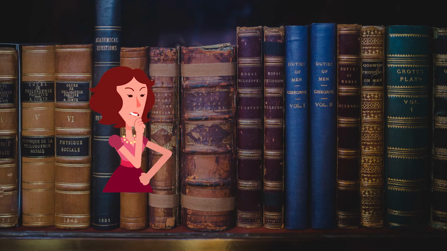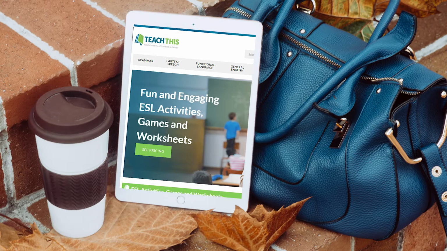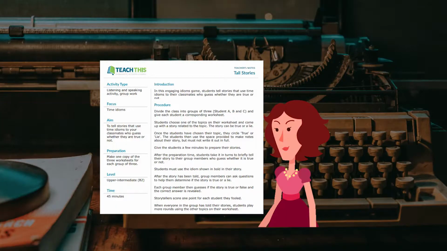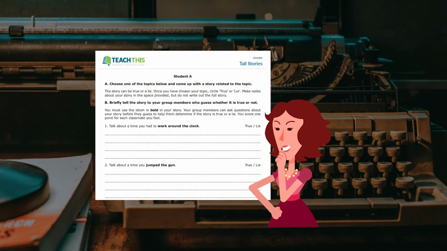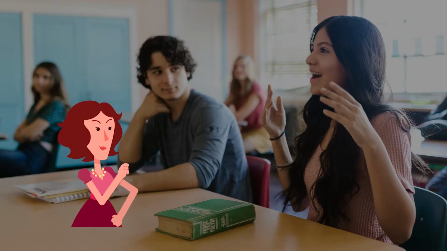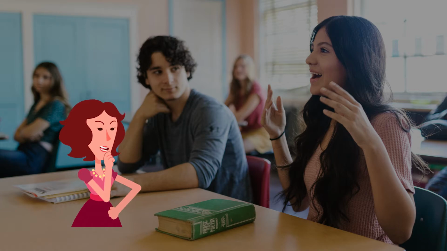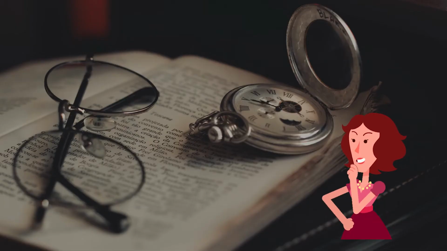Our second game is Tell a Story. It's not something I came up with. I found it on teachthis.com, but I don't exactly go by how they do it. Originally, the game says that students have to write a story using the idioms in bold, while the class guesses if it's a true story or a lie. It's great if you have a small number of students, but in my case, that would take so much time.